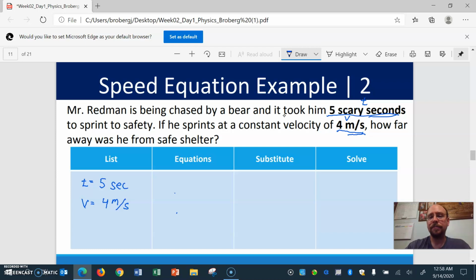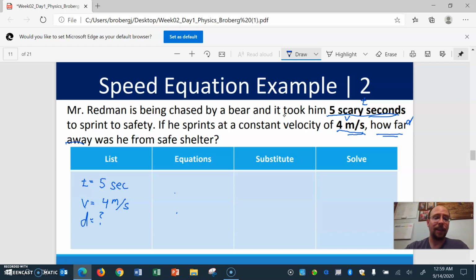For the part that we're trying to figure out, it says, how far away was he from safe shelter? When they say how far, we want to think of it as one word. That's a distance. They're asking us for a distance, so it's the distance that we don't know. Now that I have the time and the speed, and we're trying to figure out the distance, we can use an equation to solve that.